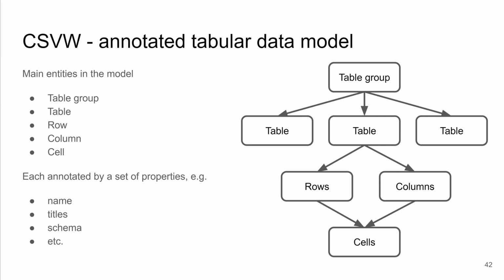CSVW, which is the acronym for CSV on the web, looks at tabular data through this data model. On top, there is a table group, which can contain a group of tables. Then there are individual tables, and each table has rows and columns, and those rows and columns then contain cells. So it is quite a natural data model. The only thing that is not naturally based on CSV is the notion of table group. And each of those is annotated by a set of properties like names and for tables schemas.